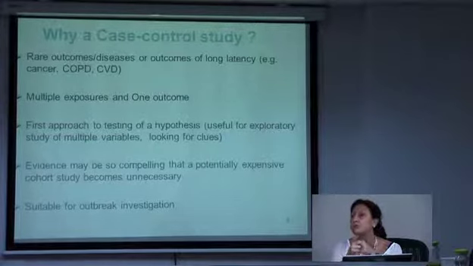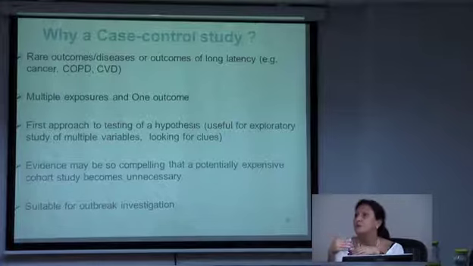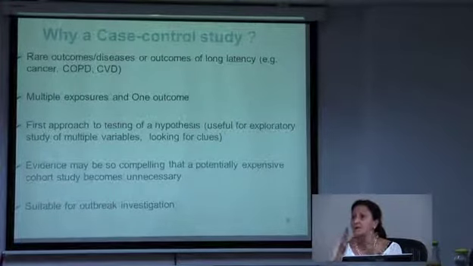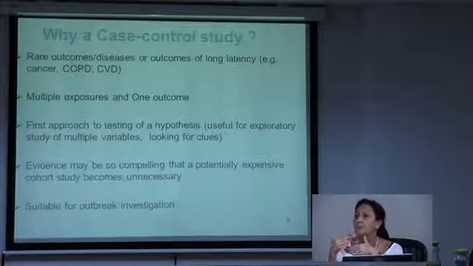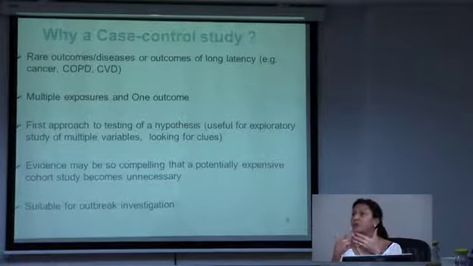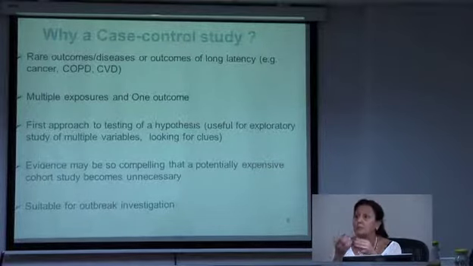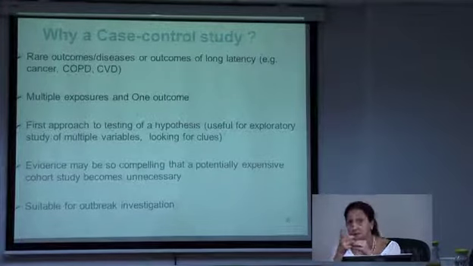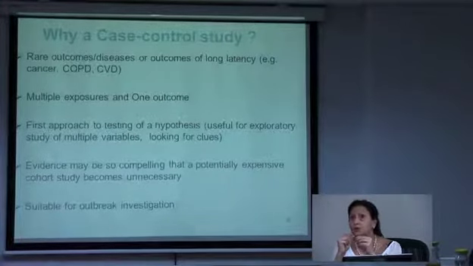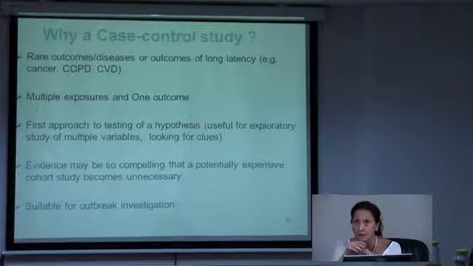We use it also for diseases that are of long latency, so they take time to develop. So sometimes having a cohort and following up people who are healthy until they develop is cumbersome. It might not be feasible, or you don't have the resources. So you take people who have already developed the disease. And something that I did not mention here, usually you use case control study for diseases where people seek care. So we can usually find these cases in healthcare settings.